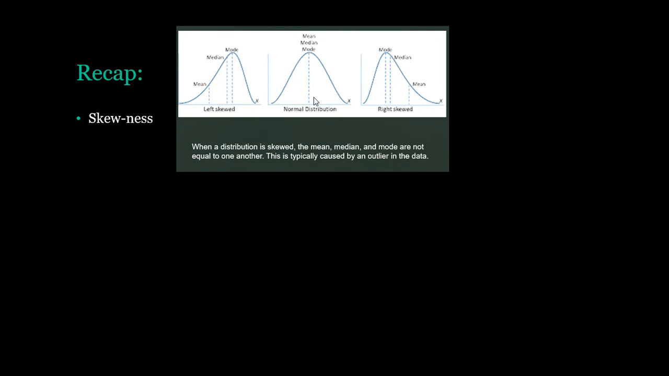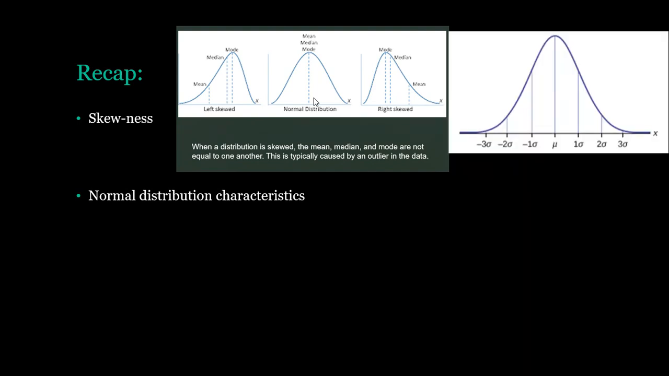And a normal distribution looks like this beautiful bell curve, where the mean is equal to the median is equal to the mode. We also talked about normal distribution characteristics. So a normal distribution looks like this. This center part is the mean or the median and the mode, and these are standard deviations from the mean.